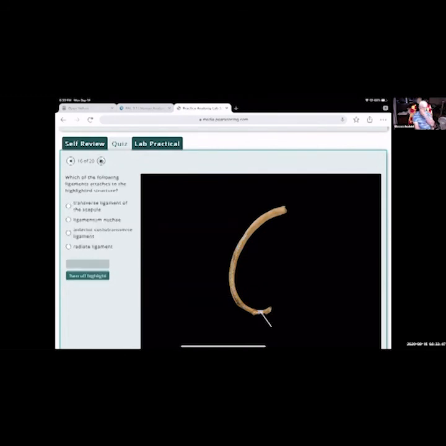All right. Which of the following ligaments attach to the highlighted structure? We have not done that yet. So you look, this is the neck. You have the radial ligament, the anterior costotransverse ligament, or the transverse ligament of the scapula. What would you guess? Would it be the transverse ligament of the scapula? No, it's the anterior costotransverse ligament. We haven't done that yet. I won't hold you to that yet.